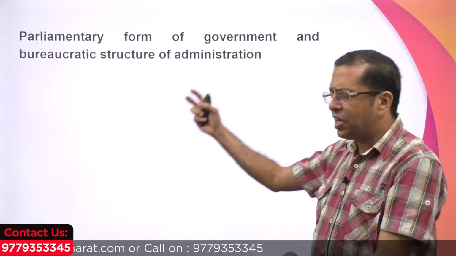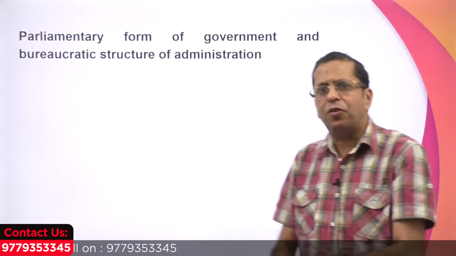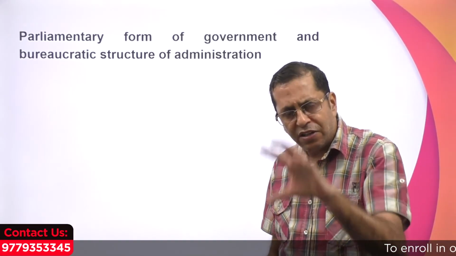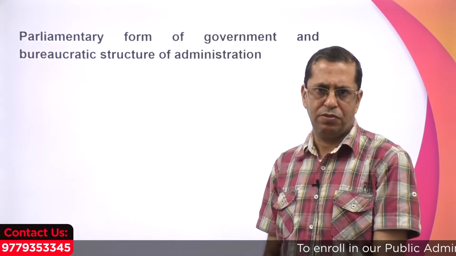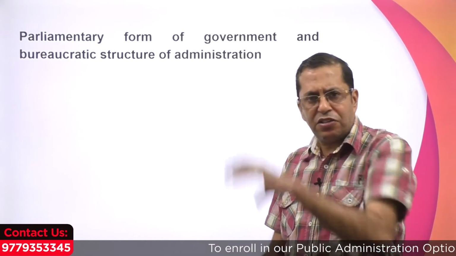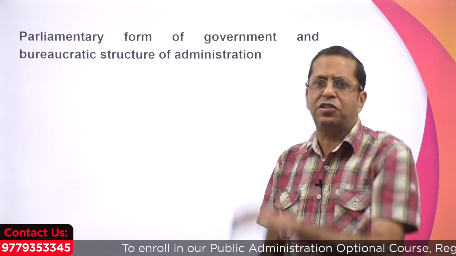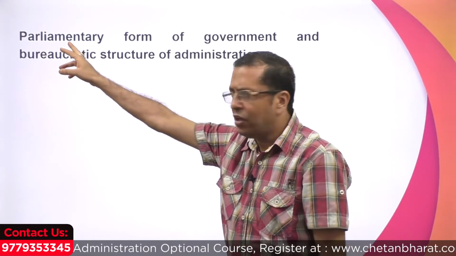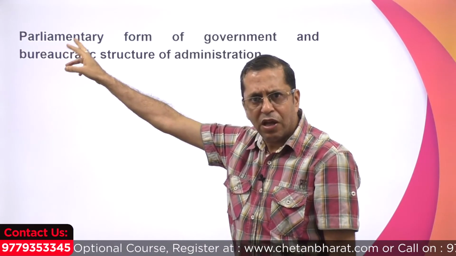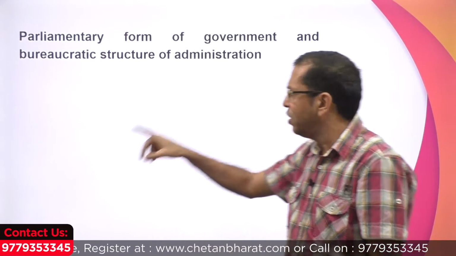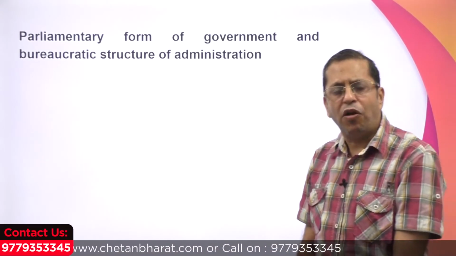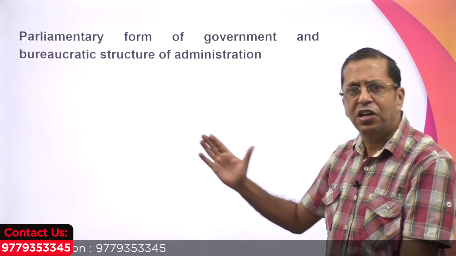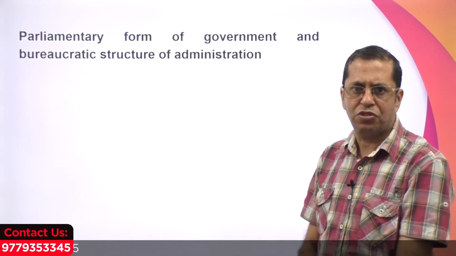So, bureaucratic structure involves two types of executive. One is political executive and another is permanent executive. One is temporary executive, another is permanent executive. Thus, in India, we have a real executive and head of the state. Then we have political executive and permanent executive. This unit deals with these issues.